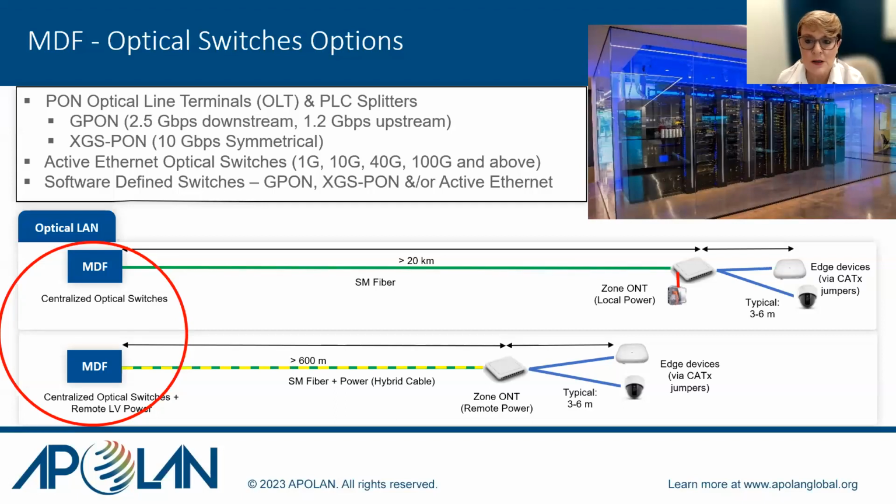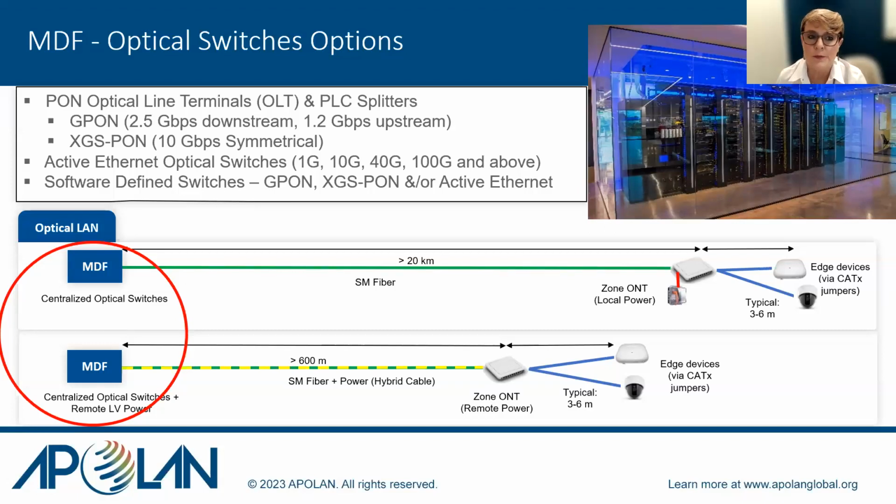And then the third option, which is on the market today, is software-defined switches. These software-defined switches are agnostic to the type of technology, so they can do GPON, they can do XGS-PON, or they can do active Ethernet. Basically, they give you a lot of flexibility in terms of going with the GPON technology or without it. If you don't use GPON, you don't have PLC splitters, so you have a one-to-one connection to the zone. But again, at the zone, we're connecting to multiple devices at the edge.